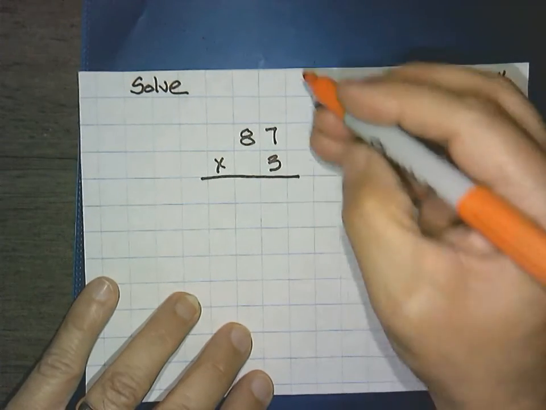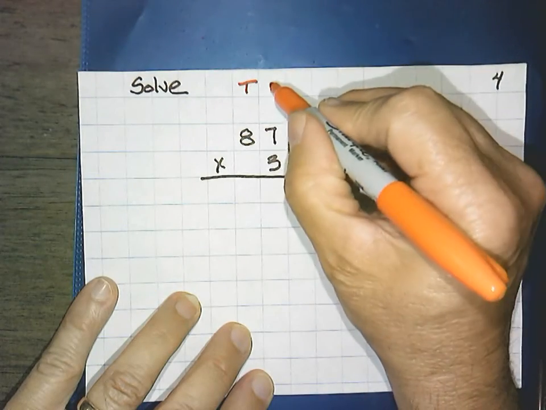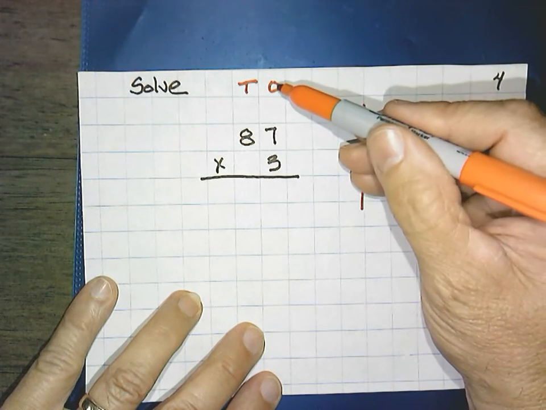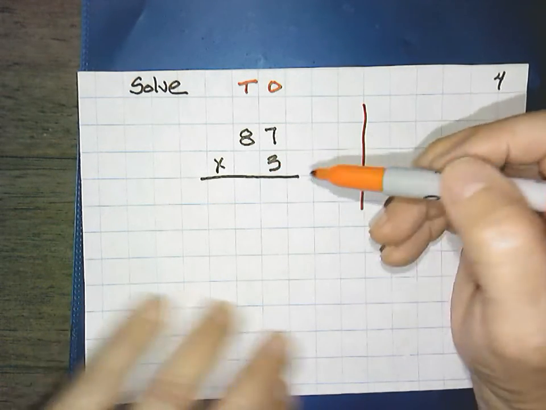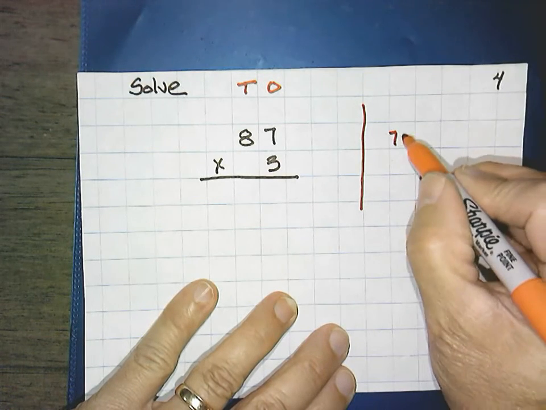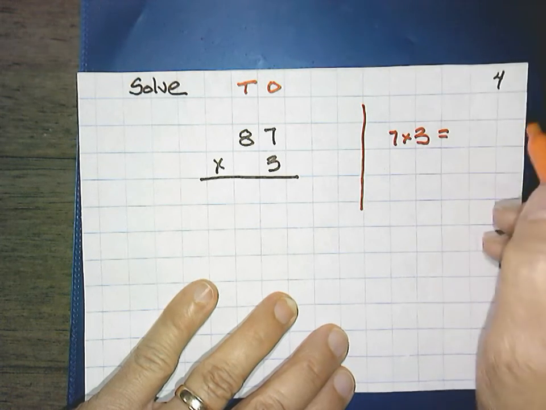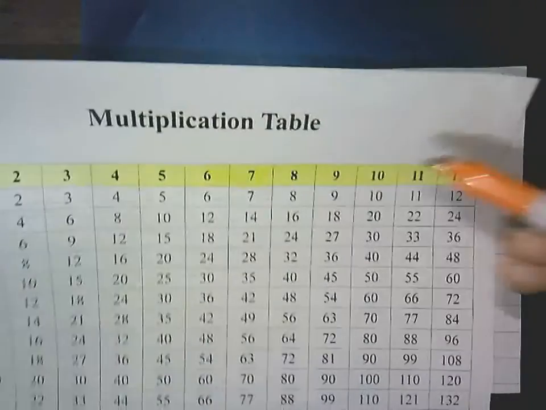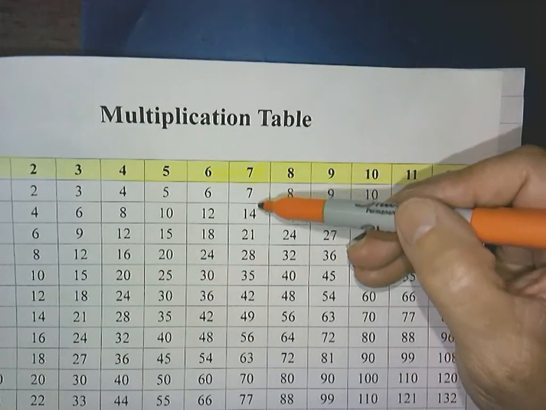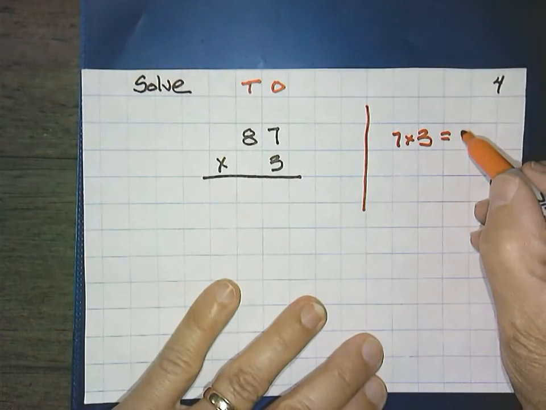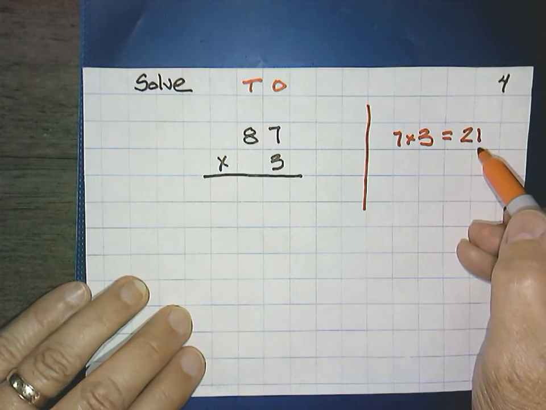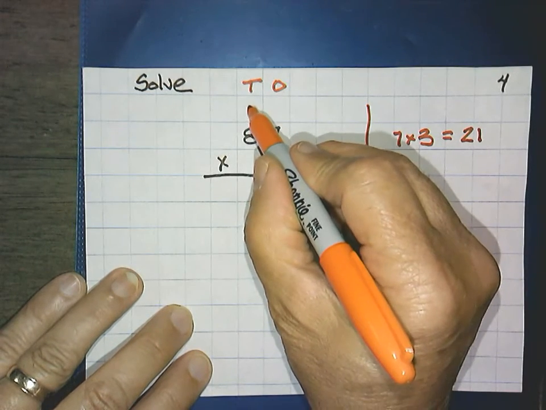87 times 3. Remember, we're dealing with 2 digits, tens and ones. My first would be in my ones place value, 7 times 3. I know that's going to be 21, but let me show you why. I go to my sevens on my chart and count 1, 2, 3. That would be 21. That is a 2-digit product, so I am going to have to regroup.